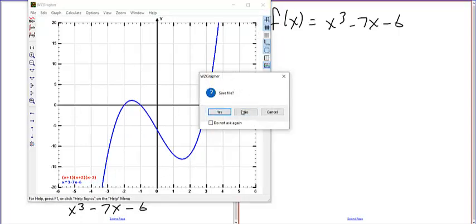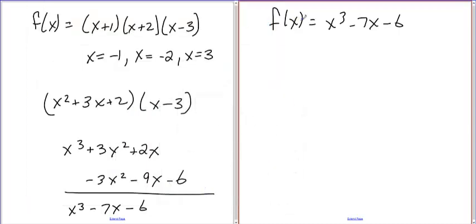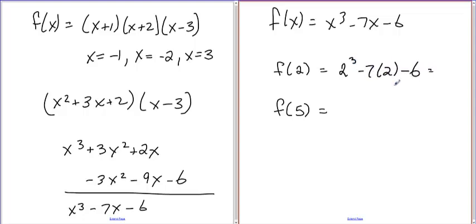Okay, now let me just minimize that. Now, let's say I was given this equation and I didn't know it was factored. So let's do f of 2 and f of 5. We're going to evaluate the function at those two x values. So you'd get 2 cubed minus 7 times 2 minus 6, and 5 cubed minus 7 times 5 minus 6.